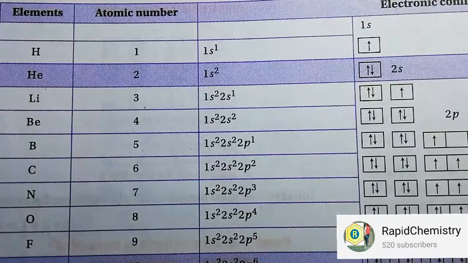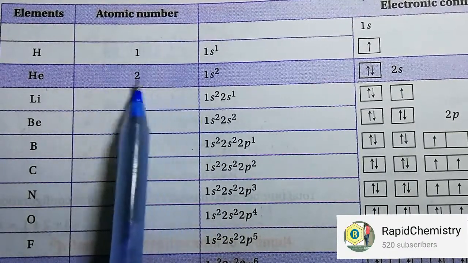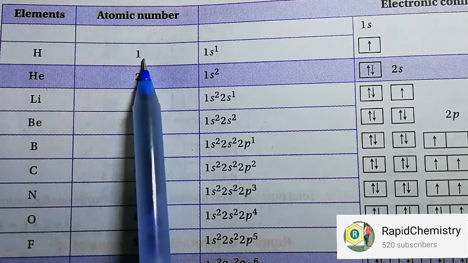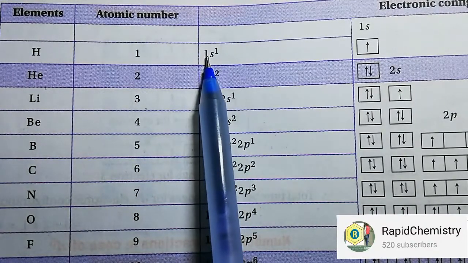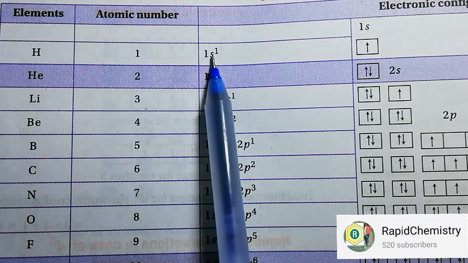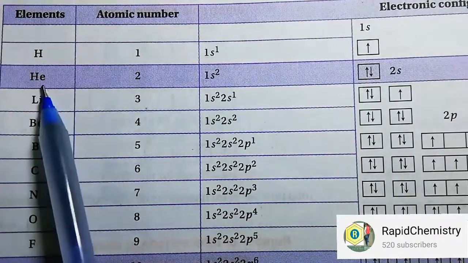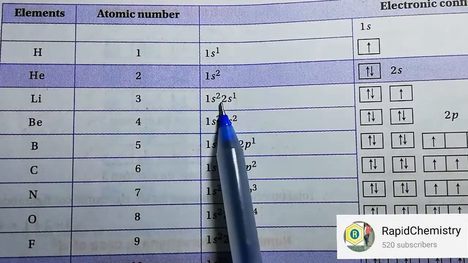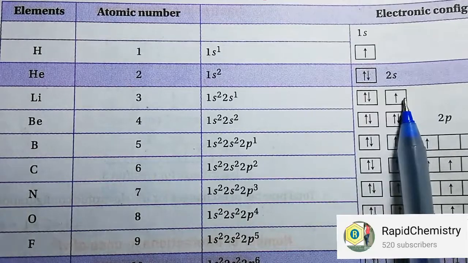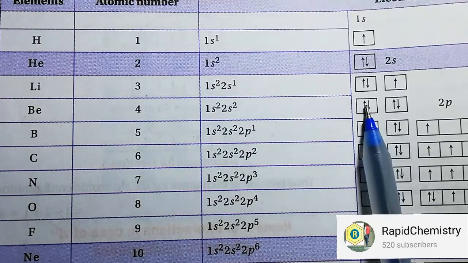Now from the very first element we will consider their electronic configuration. Say for hydrogen, atomic number 1, electronic configuration 1s1. That means the first 1 represents the shell, the s represents the subshell, and the power 1 means the number of electrons. Helium has 2 electrons, 1s2. Lithium 3, 1s2, 2s1: 1s2 has 2 electrons, 2s has 1 electron. Beryllium 4, 1s2, 2s2.